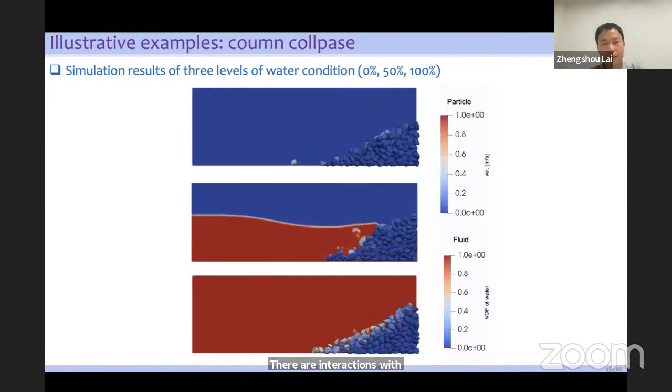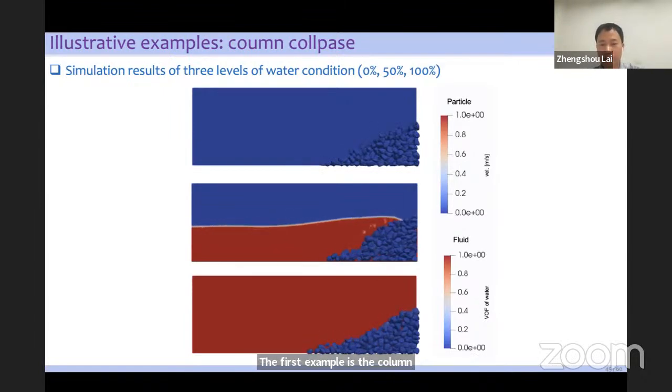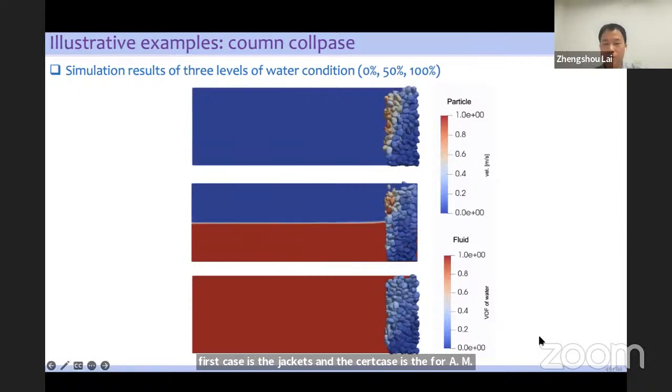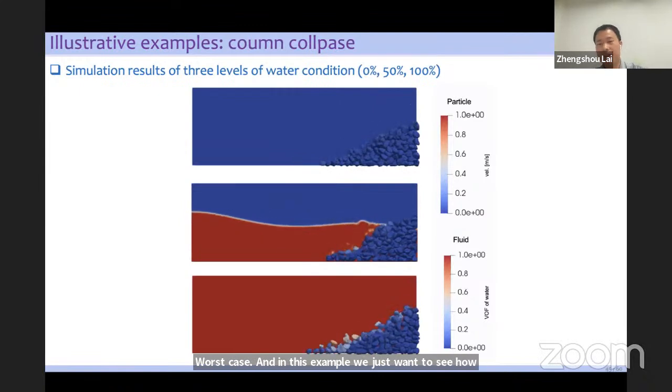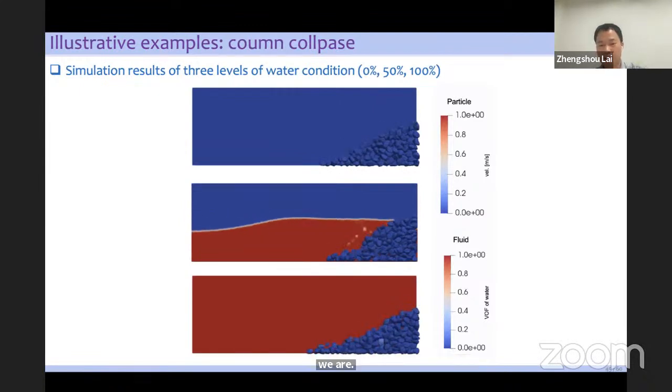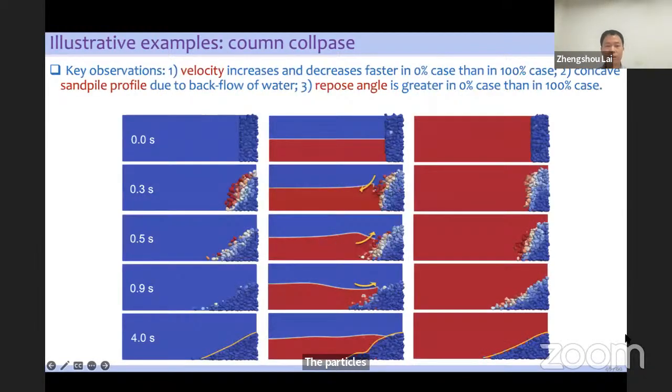The first example is the column collapse. Here we consider 3 cases. The first case is the jet case, and the third case is the fully immersed case. In this example, we just want to see how the particles interact with the free surface of water. Here are some snapshots of the 3 different cases.